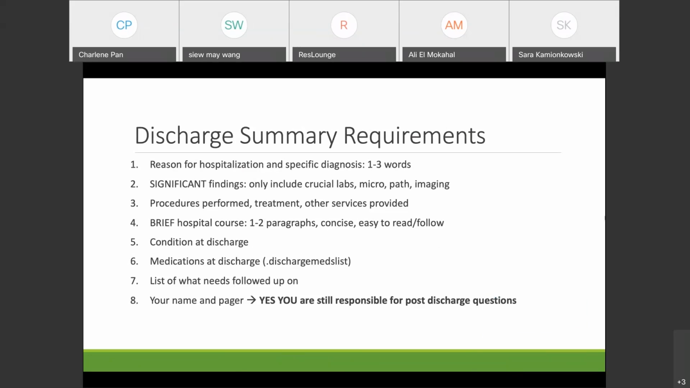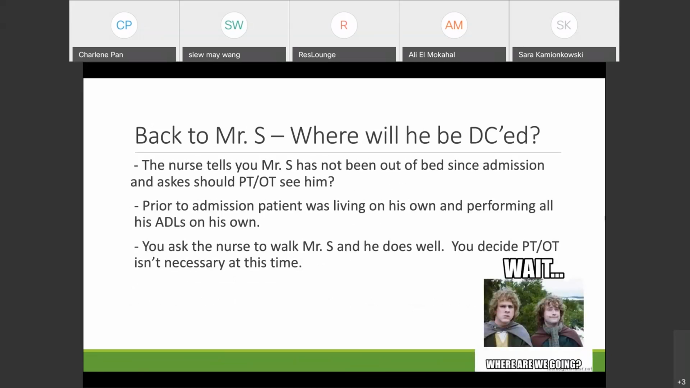Does anyone have any thoughts on that? Ben, do you have any thoughts on that? Not necessarily. Okay, so go ahead. If he's 6-year-old now, 5 days, I guess it depends on if he's going to stay. Yeah. So you asked the nurse to walk him. He does well. So you decide not to get physical therapy involved, and he's safe for a home discharge.